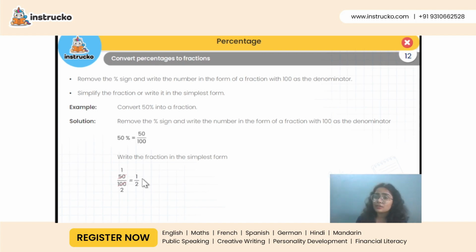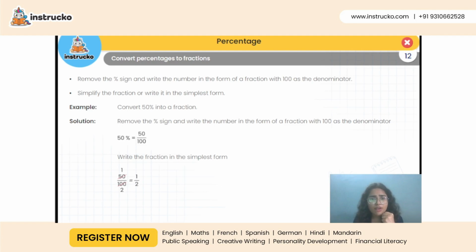So did we understand those two steps? Very simple steps on how to convert a percentage to fraction. One, you remove the percent sign and write the number in the form of a fraction with 100 as a denominator, and then you simplify the fraction or write the fraction in its simplest form. Okay, I hope you understood that.